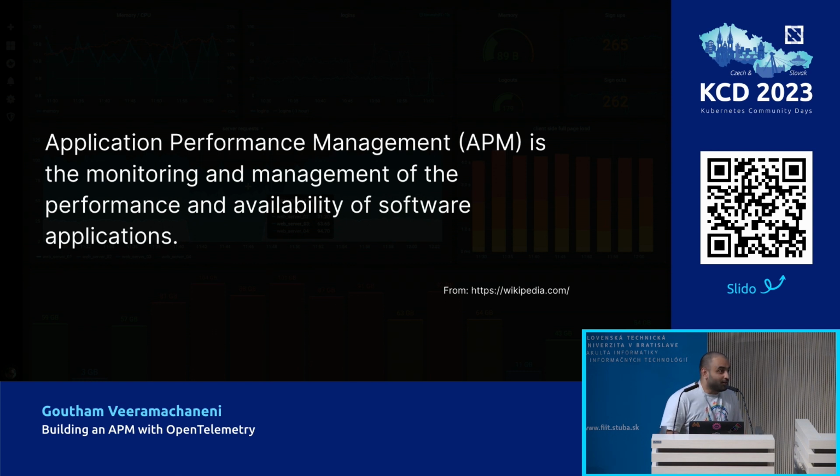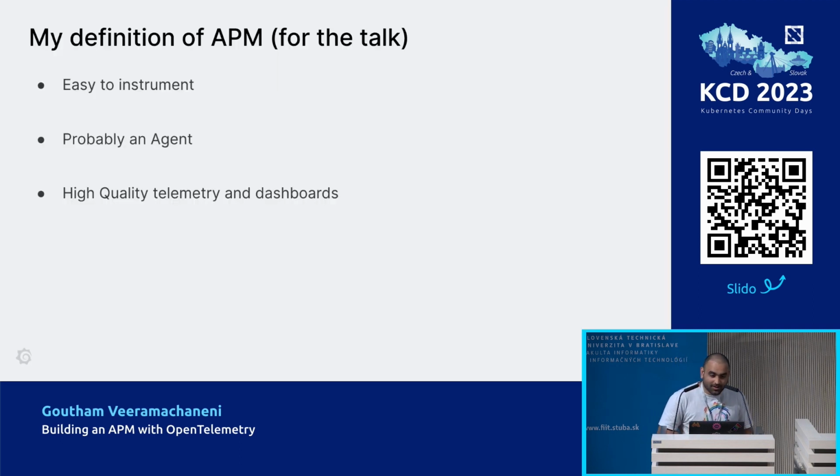So for my talk, for building an APM, I'm going to define it my way because I'm giving the talk. For this talk, the definition of an APM is basically something that lets you easily instrument your applications. It probably has an auto-instrumentation agent, and it exports high-quality telemetry, dashboards, and alerts out.